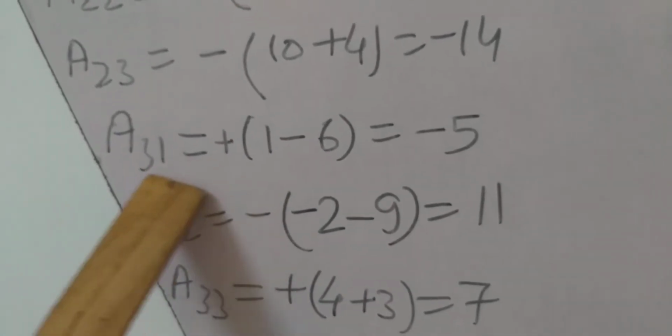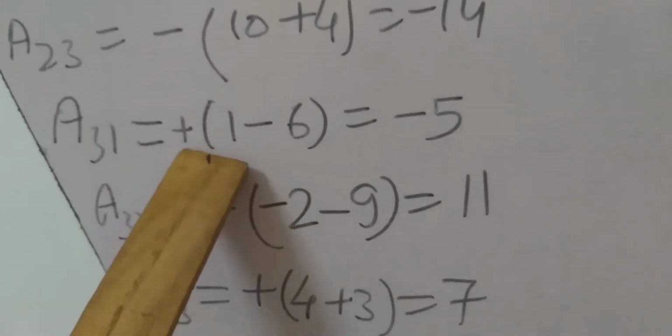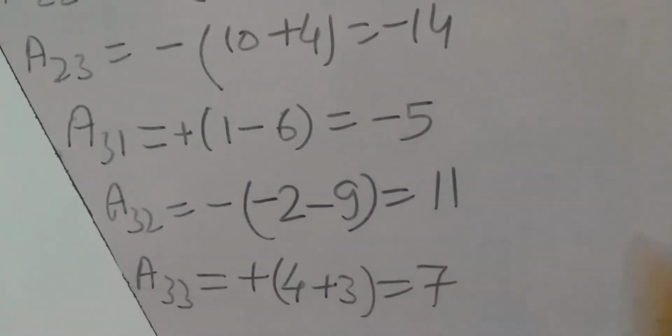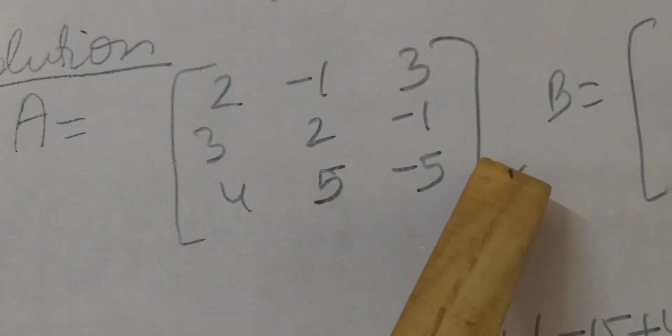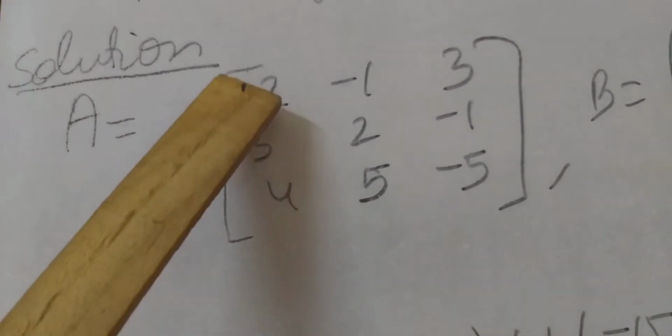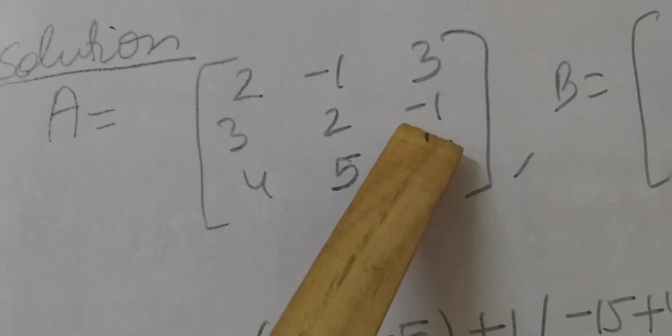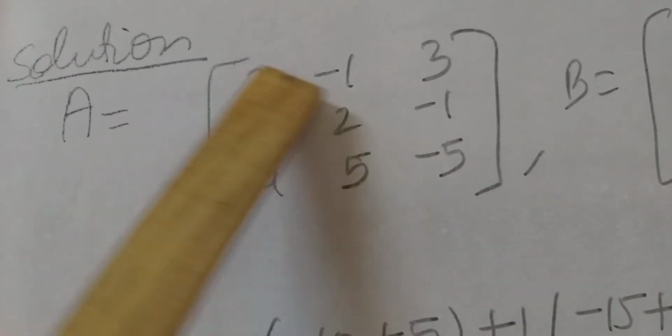Add both of them, 4, an even number, that's why we have to put a plus sign. Answer: minus 5. Now, student, its cofactor A32. So the second column and third row are deleted, and the left values are 2, 3, 3, minus 1. Find out what the determinant is: minus 2, minus 9.